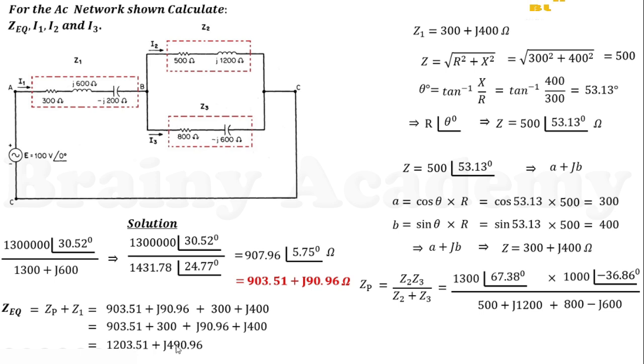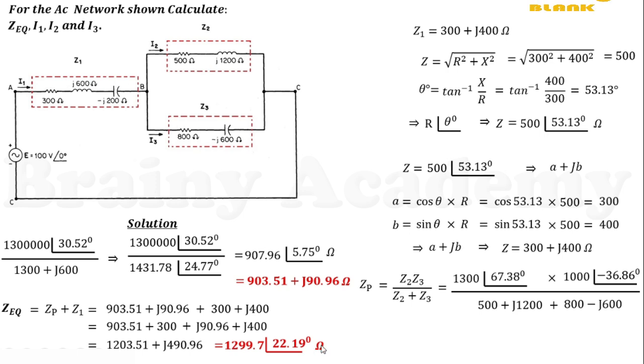And this is going to be 1203.51 plus j490.96. To convert this into polar, we get 1299.7 angle 22.19 degrees ohms. So the equivalent impedance, or the total impedance ZEQ, is equal to 1203.51 plus j490.96, or 1299.7 angle 22.19 degrees ohms.